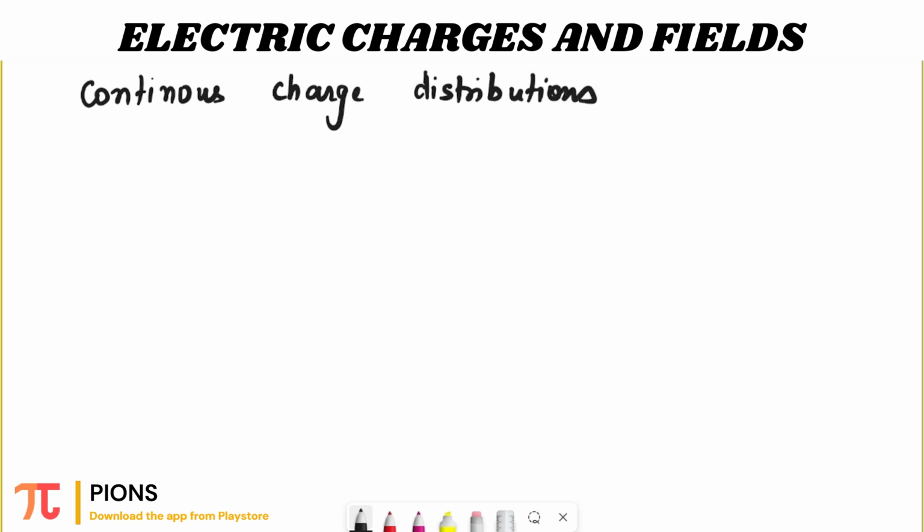Because in real life, we mostly find continuous charge distribution. We don't find single charges, because there are millions and millions of charges which are moving. We discussed in the first lecture that when 1 coulomb of charge is transferred, 6 into 10 raised to 18 electrons are transferred, and that is enormous. So continuous charge distributions are the scale at which we deal in real life.